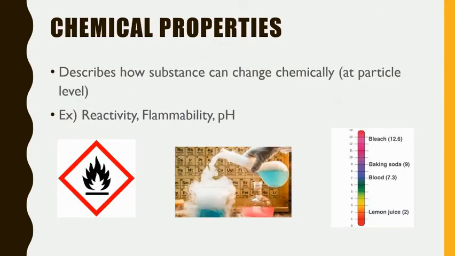And then our last type of property we are going to look at are chemical properties. So these guys describe how a substance can change chemically. So here we're looking at the particle level. How can we change those particles? So some examples here might be reactivity. What do they react with? Flammability. Does it catch on fire? And pH. And that's going to be our acids and bases. Okay, so these are all chemical because it's talking about how we can change the identity of a substance. Okay.